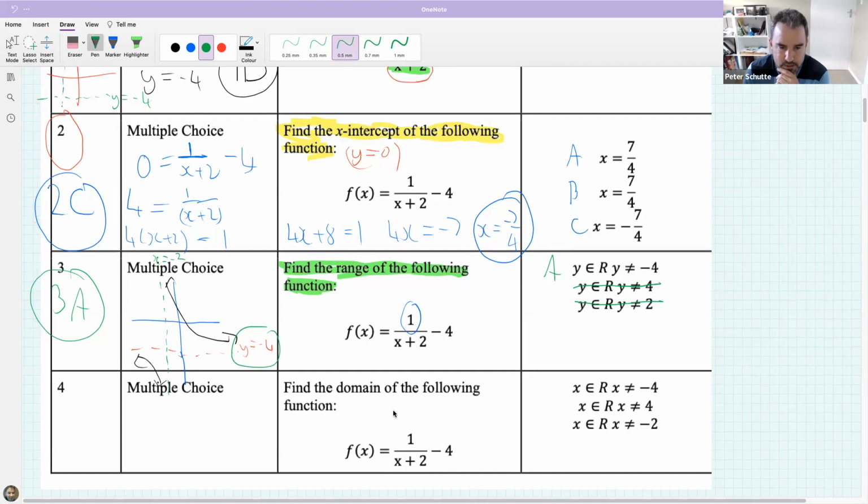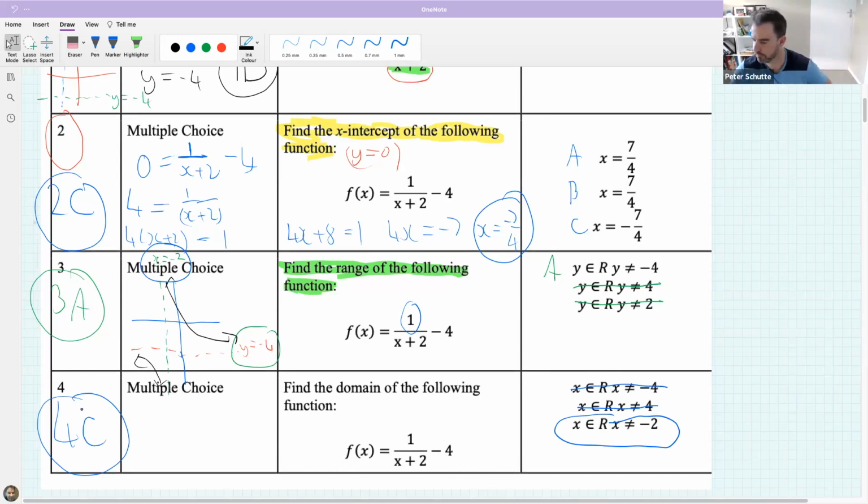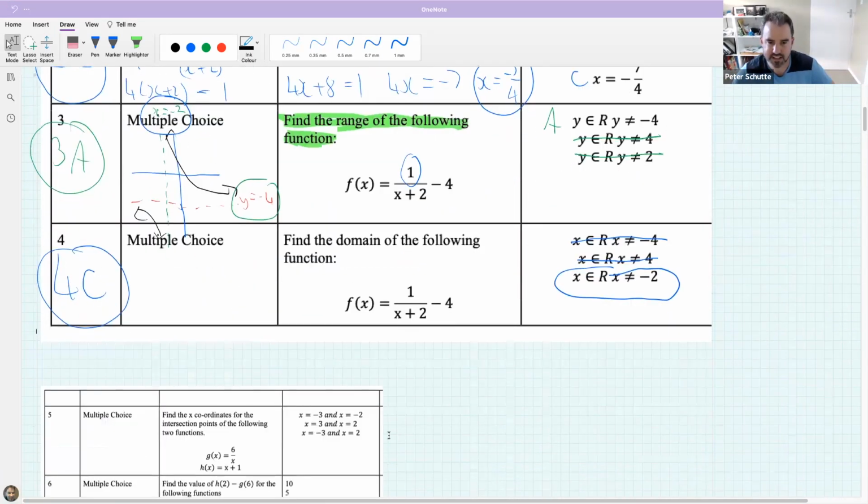Find the domain of the following function. Well, we kind of know that it can be a real number, but what's the one number we have to exclude? We have to exclude the -2 because there's an asymptote where x is -2. So the correct answer is going to be that one, which is 4C. So I think you can see how this is being connected. So let's keep on rolling.